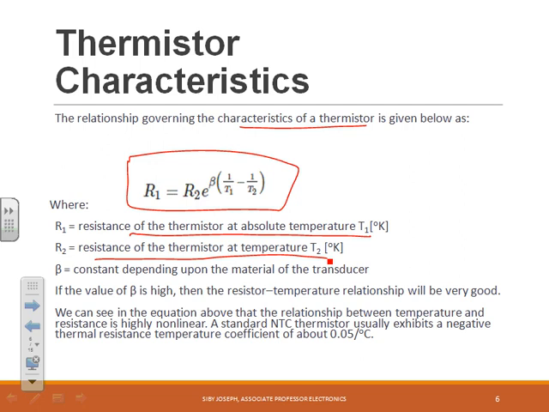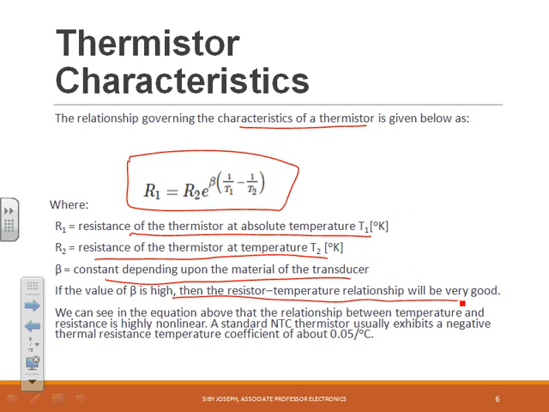This T2 is taken as the reference temperature. And beta is a constant depending upon the material of the transducer. If the value of beta is high, then the resistance temperature relationship will be very good. We can see in the equation above that the relationship between temperature and resistance is highly non-linear. A standard NTC thermistor usually exhibits a negative thermal resistance temperature coefficient of about 0.05 per degree centigrade. That means non-linear characteristics are exhibited by the negative temperature coefficient material.